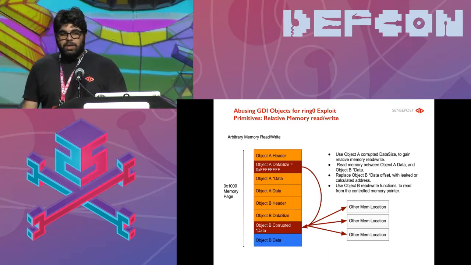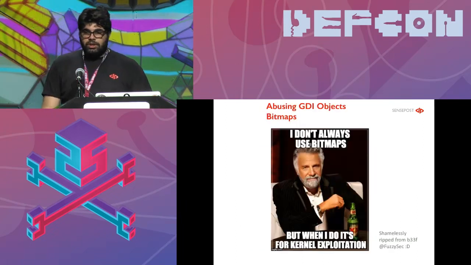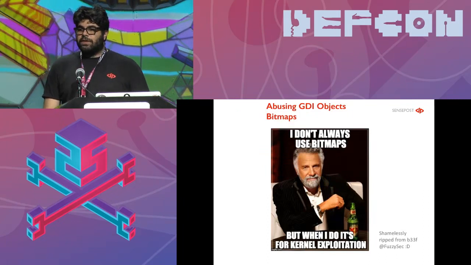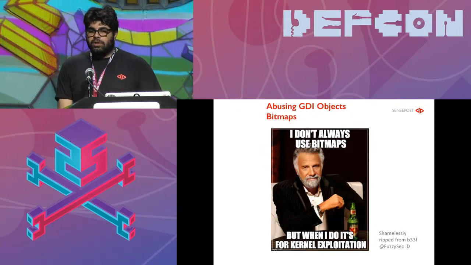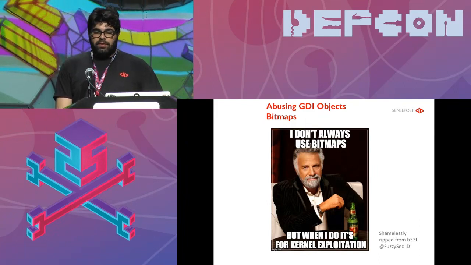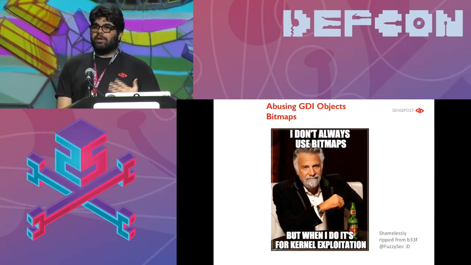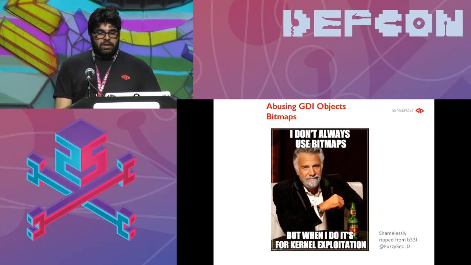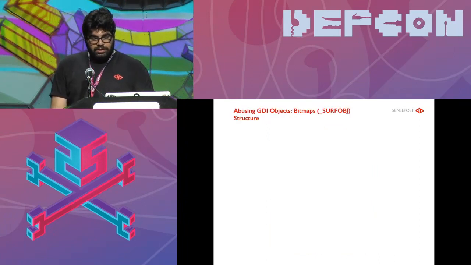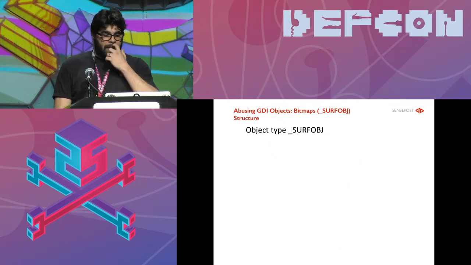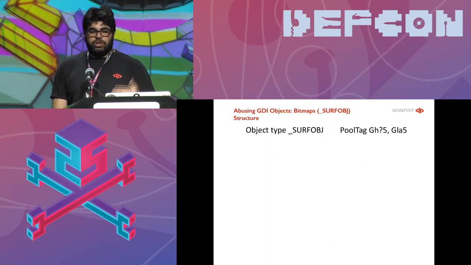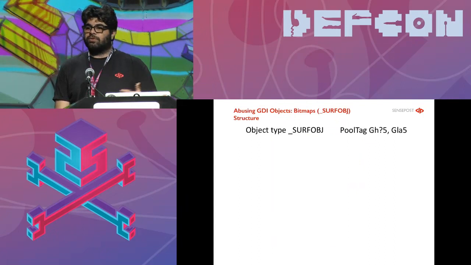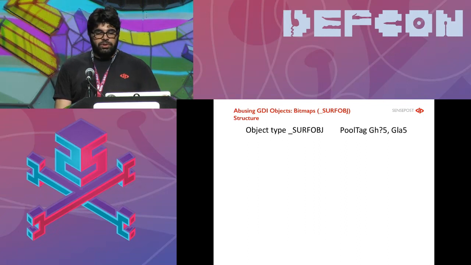The first of these objects that can be abused is bitmaps. GDI bitmap techniques have been around since 2015. The first people who talked about it were Keen Team, and it was later heavily detailed by Nicolas Economou, I hope I said this right, and Diego Juarez. The bitmap is represented in memory by a SURFACE object and has a pool tag of Gh?5, where the question mark represents a number that differs from one system to another. This can be 0, 1 or 2, depending on the version of Windows, or Gla5 when it's allocated to the look-aside list, which is outside of the pool.